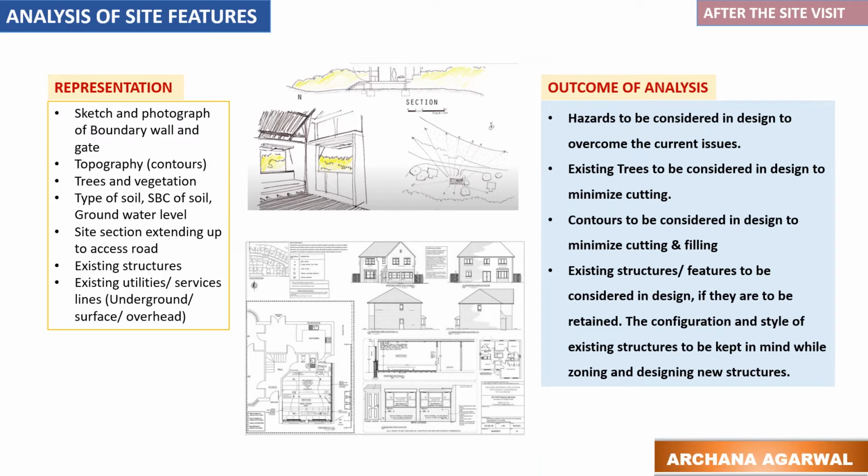Analysis of site features guides an architect on the parameters to be considered while designing, such as hazards to be considered to overcome the current issues, existing trees to be considered to minimize cutting of trees, contours to be considered in design to minimize cutting and filling, existing structures or features to be considered if they are to be retained, the configuration and style of existing structures to be kept in mind while zoning and designing new structures.